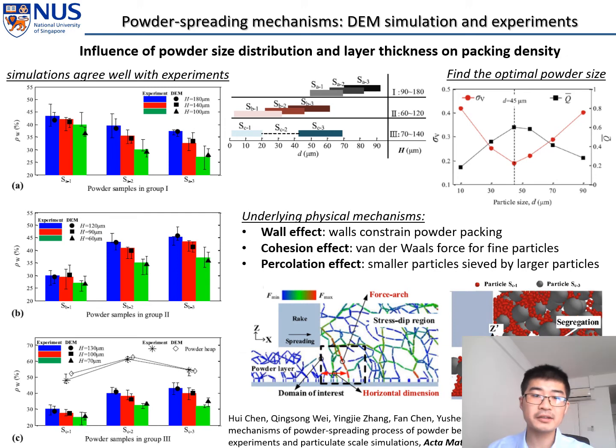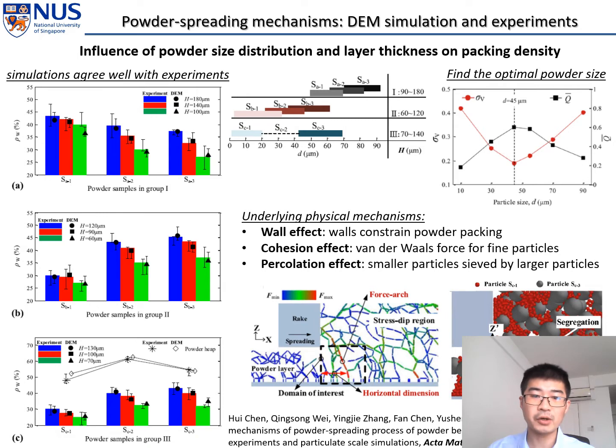There are mainly three effects governing this powder spreading process. The first is the so-called wall effect, or we can call it the boundary effect. That is, the substrate, rig, as well as force chains or force arcs within the powder particles will become the boundary for the powder particle packing. So it will induce more porosity into the powder bed.